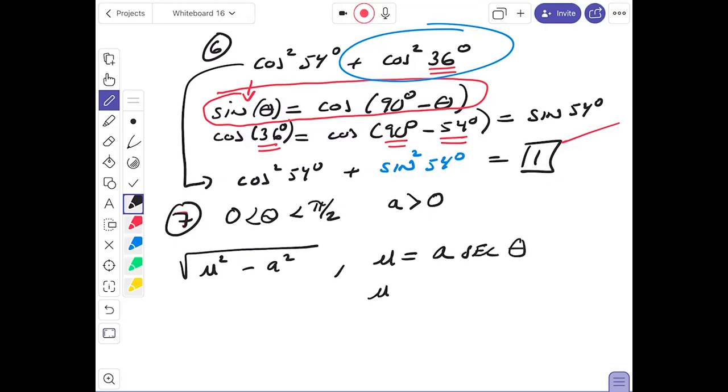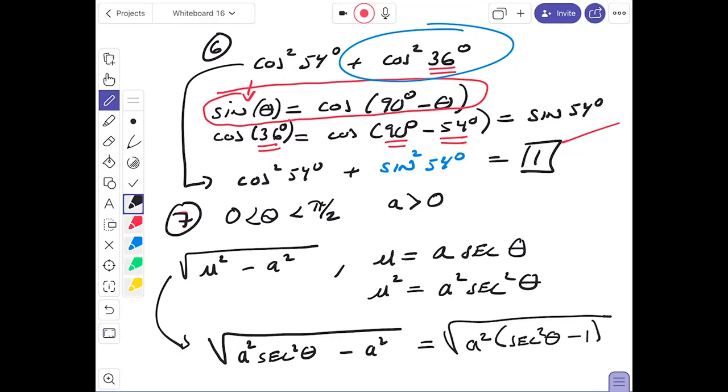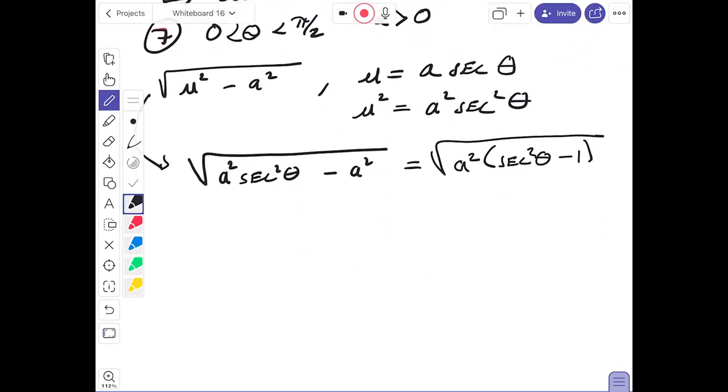Well, I need to know what u squared is. I want to do a substitution over here. That would be a squared secant squared theta. Let me write that down for you. That's going to be the square root of a squared secant squared theta minus a squared. This is the substitution. I'm going to factor it. And if I did that, what would I get? I would get a squared times secant squared minus 1. Let me push it up. I'm going to keep going. The square root of a squared, if a is a positive number, and they did make that statement, is just a. And then I'm left with this over here.